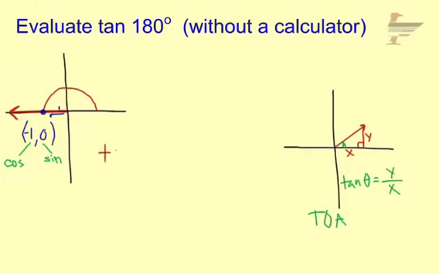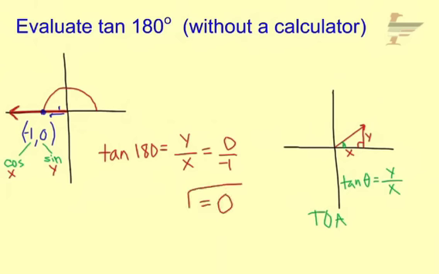So tangent of 180 degrees equals y divided by x. And here we have a y value and an x value. So 0 divided by -1, and 0 divided by anything is 0. So tangent of 180 degrees equals 0.